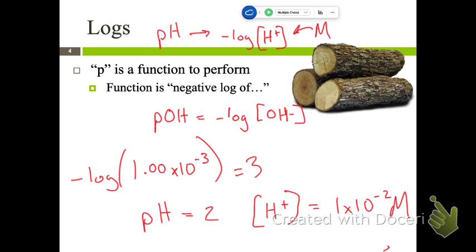So logs are always really difficult to wrap your head around. What is the order of magnitude? It's kind of like earthquakes, right?